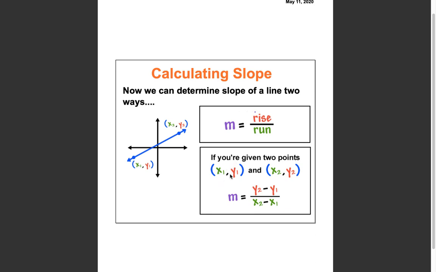Or if we know the 2 points, we just take our second y value and subtract our first y value, and take our second x value and subtract our first x value. So we now have a new formula that we can use to calculate slope. So let's just practice using this.